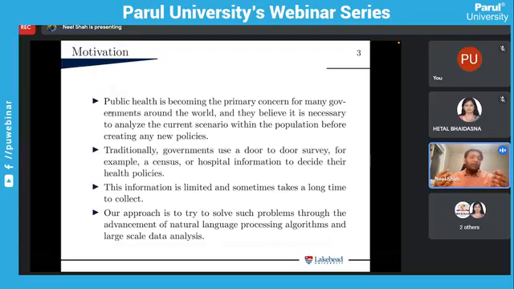Traditionally, what government do is use door-to-door surveys to find out what is going on, like in corona, right? They go door to door and ask whether you had a vaccine, or they motivate you to get vaccinations and do corona testing and many other things. But this is what we see right now.